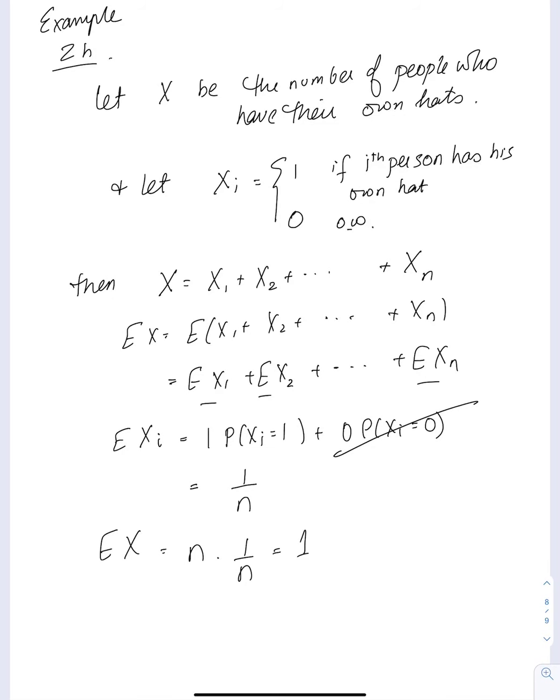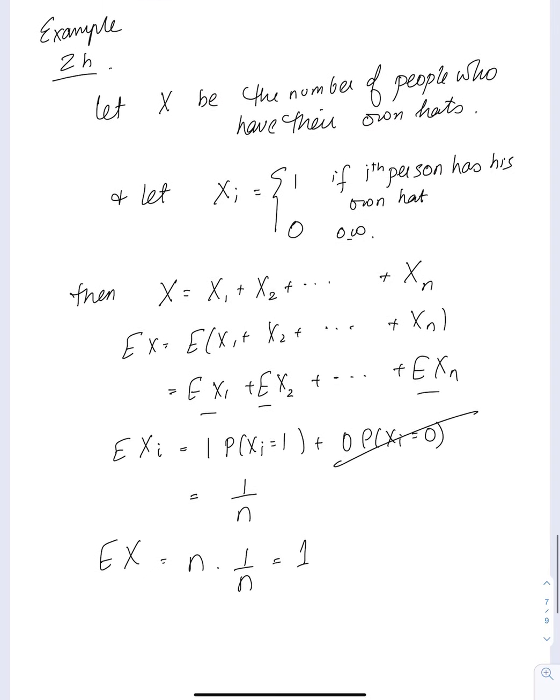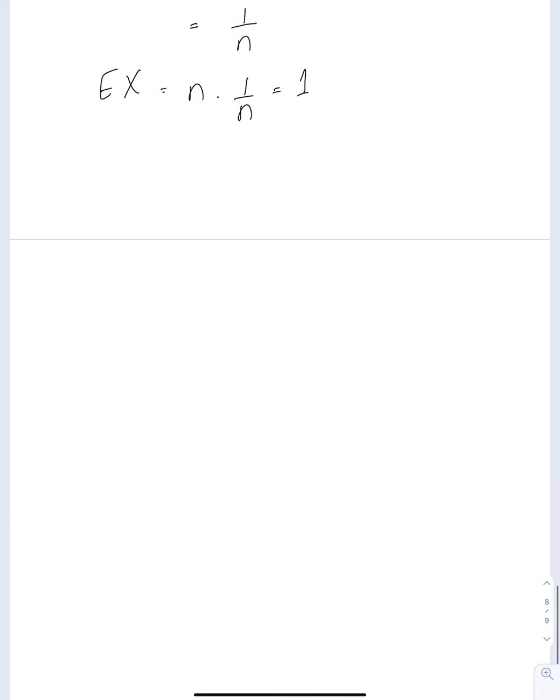Now we'll look at something that's called a random walk in the plane. It's a very cute problem. In this example, let's say you're starting at the origin. This is example 2L.